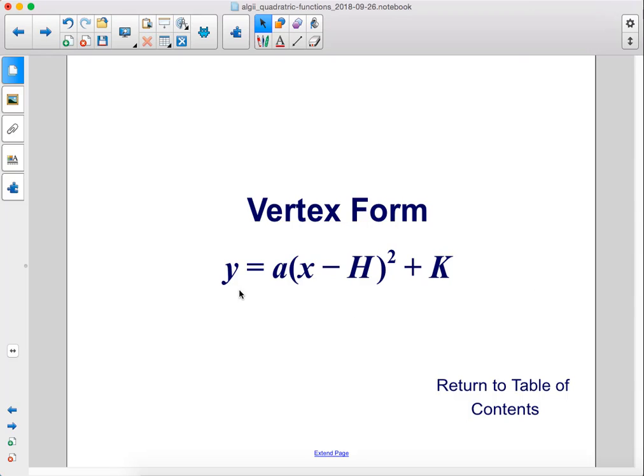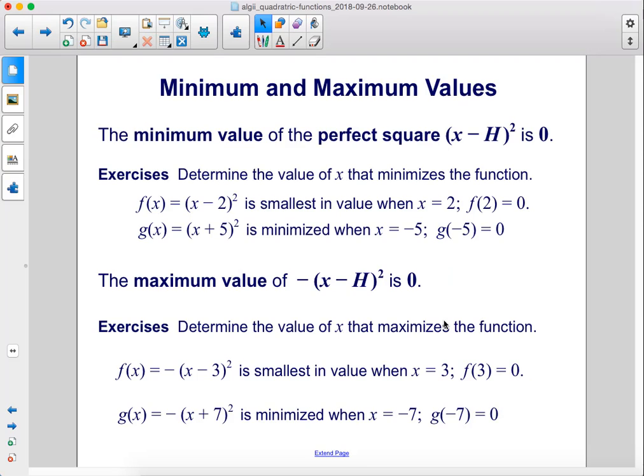Vertex form, y equals a times (x minus h) squared plus k. The minimum value of the perfect square (x minus h) squared is 0. Exercises. Determine the value of x that minimizes the function. f of x equals (x minus 2) squared is smallest in value when x equals 2. That would make this whole thing 0. So f of 2 equals 0.